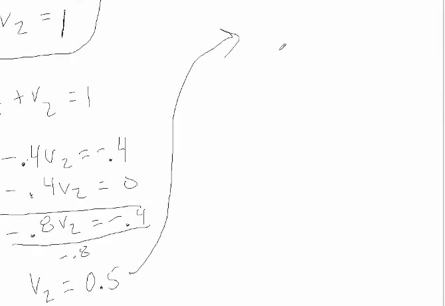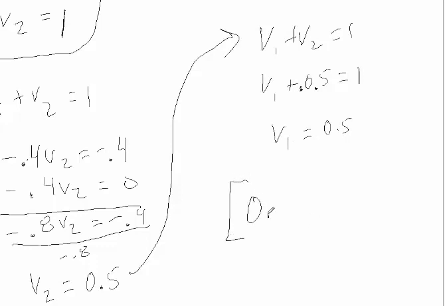Now if V2 equals 0.5, and we know V1 plus V2 adds up to equal 1, well, V1 is just 0.5. V1 equals 0.5 as well. So, given this transition matrix, it appears that in the long run, 50% of customers will be going to Johnson and 50% will be going to North Clean.